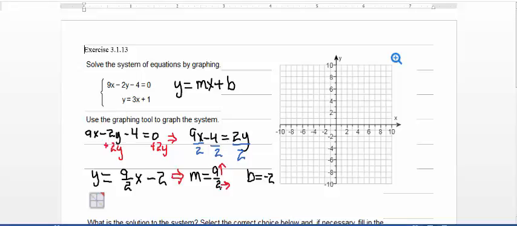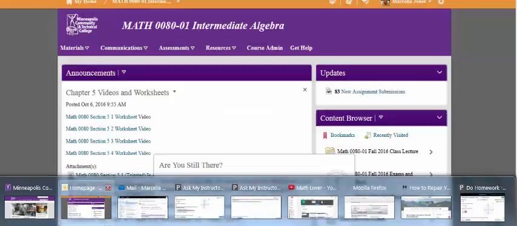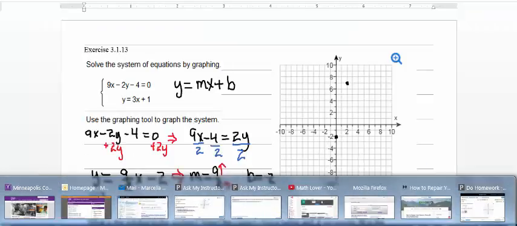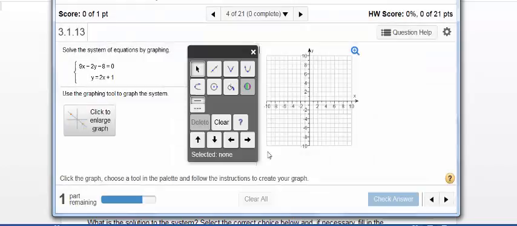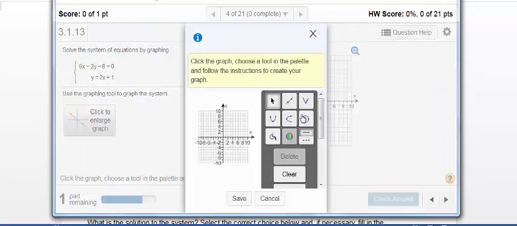So let's start by plotting our b. That is the point on the y-axis where y is negative 2. A y-intercept lies on the y-axis. And from that point, we move 9 units up and 2 units right. The top number tells us how to move vertically. The bottom number tells us how to move horizontally.